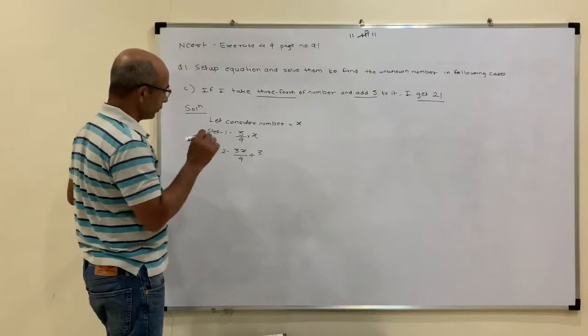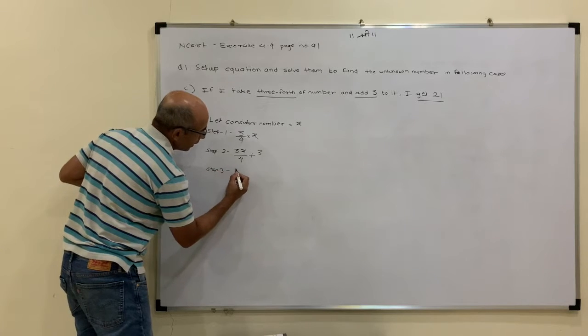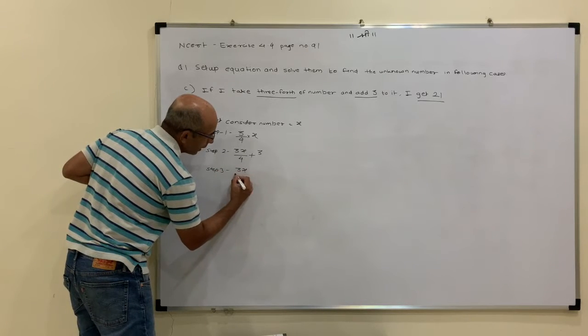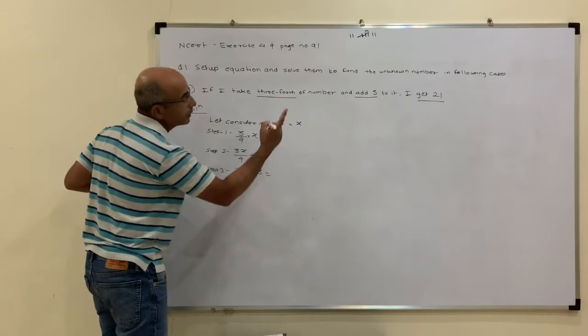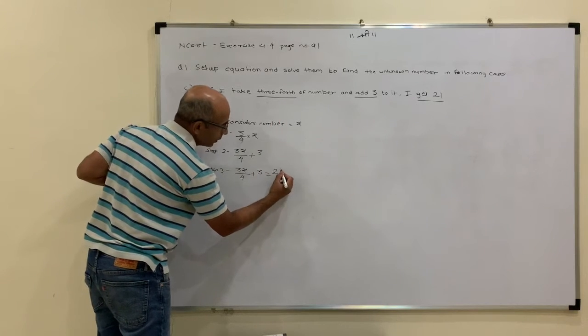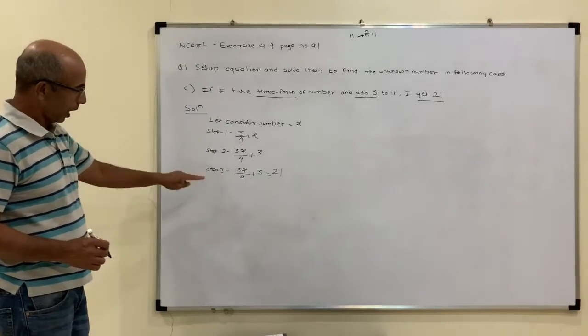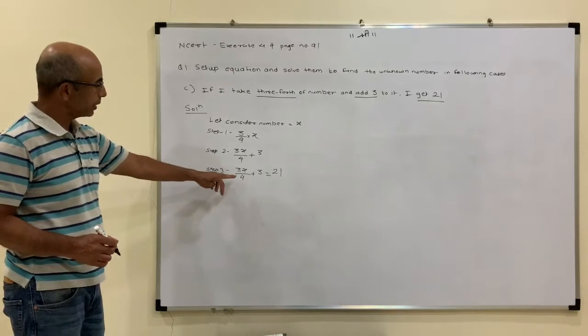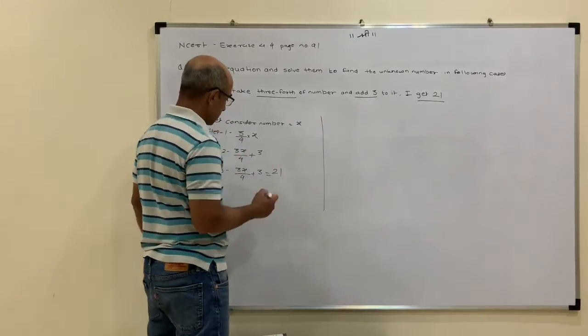And then third step, what does it say? Step 3, 3x divided by 4, add 3 gives, you get 21. So ultimately this is my equation. Now I need to solve this equation to find the value of x. So here I will be solving this equation.